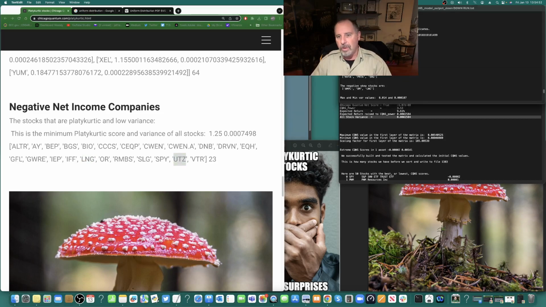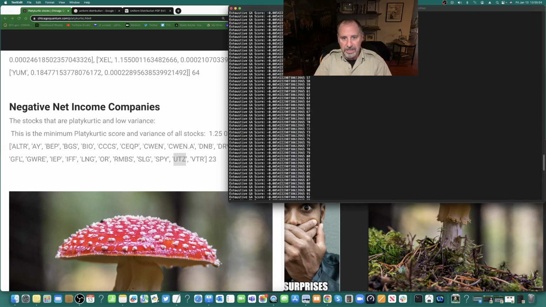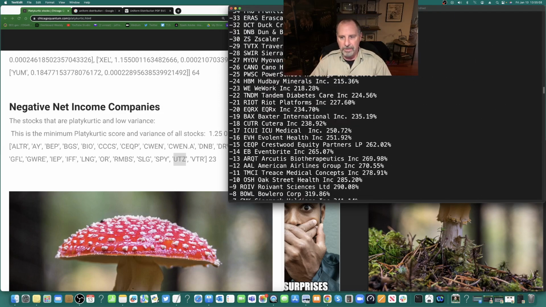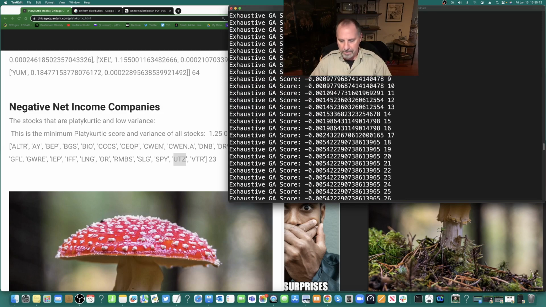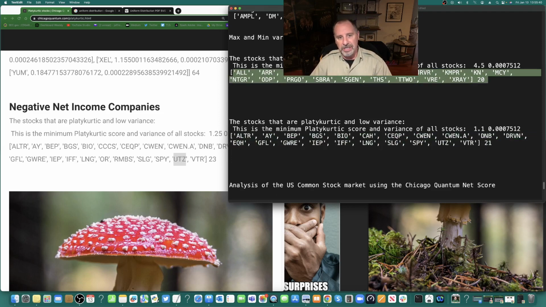And if I were to look at what I saw here, the down run after we tighten things up a bit, platykurtic and low variance. See if I can blow this up so you can see it nicely. Here we go. ALTR, AY, BEP, Bio. I don't know a lot of these stocks. They don't move. D&B, I think, is Dun & Bradstreet. EQH is Equity Holdings. It's another, like a pipeline company. I don't know a lot of them. So these are not stocks that come onto the radar screen, which is interesting. We also have our leptokurtic stocks. What's interesting now is we've adjusted it to 1.1, to have 21 platykurtic and 20 leptokurtic.